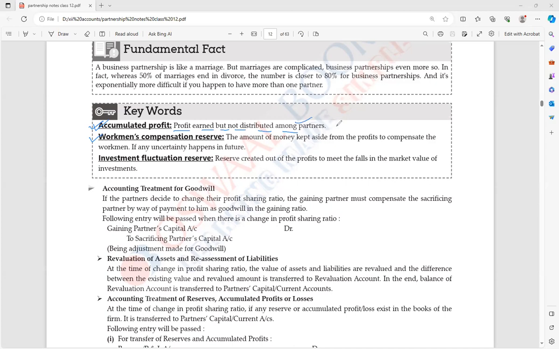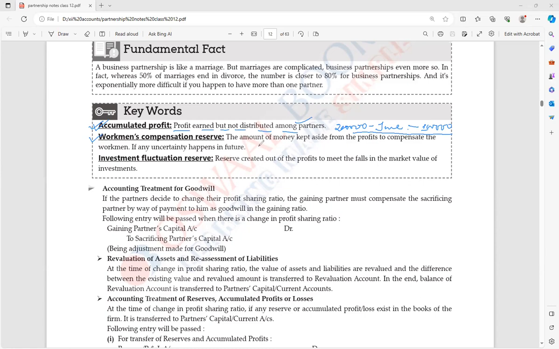Say, for example, a firm earned a total profit of 2 lakh rupees by the time June finished. Again, from July, August, September to March finish, it earned 1 lakh rupees more. So the total profit is 3 lakh rupees, still not distributed among the partners. That is known as the accumulated profit, in a simple way. Next is the workman compensation reserve.